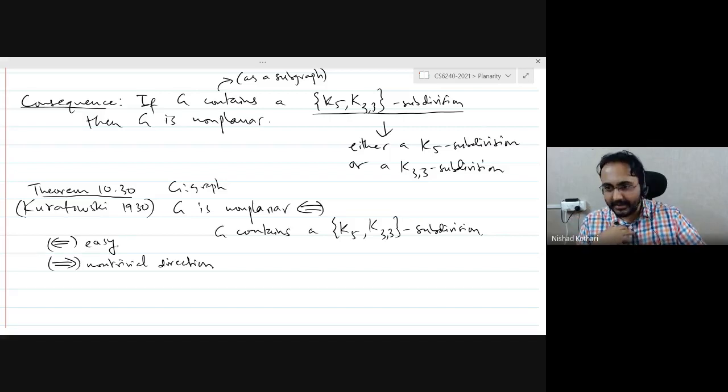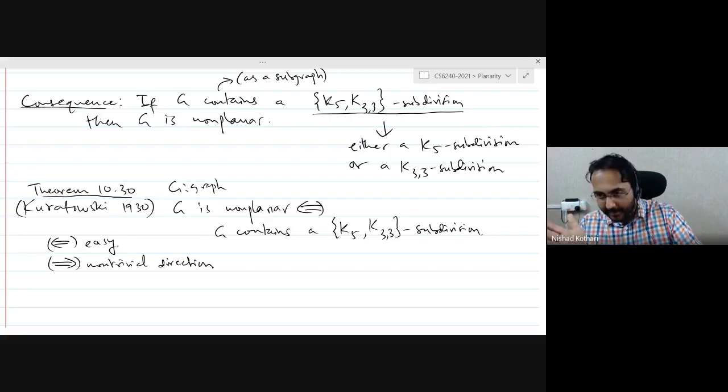My own reaction, which maybe you also felt, for me, this was a mind-blowing result. The first time I saw this in a graph theory course, I was just blown away. I'm like, wow, you have these two graphs that completely capture the non-planarity of a graph. So there are just two graphs. That is one really cool thing.